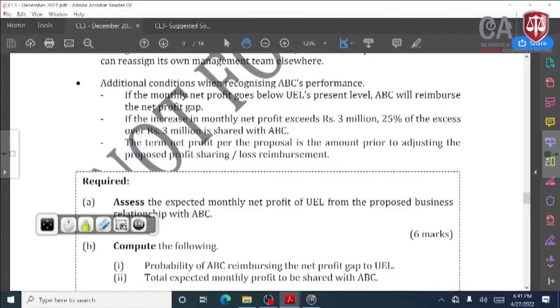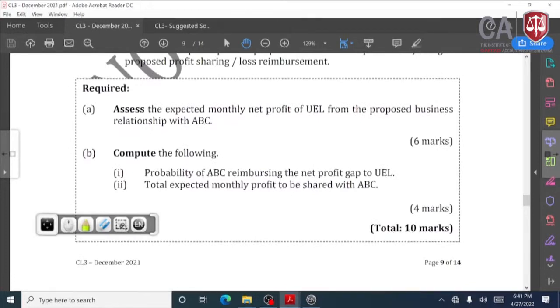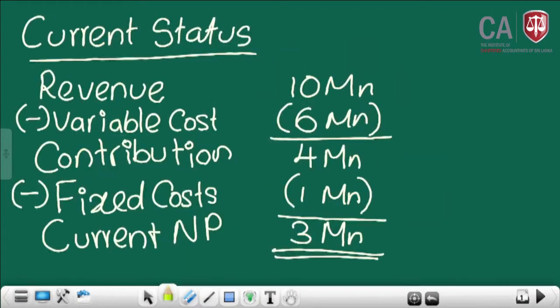Now compute the following. Probability of ABC reimbursing the net profit gap to UEL. That means if you are unable to generate the current net profit, right? What is the current net profit? You earn a current net profit of 3 million. Then if you are unable to generate 3 million net profit, the balance has to be reimbursed by ABC.